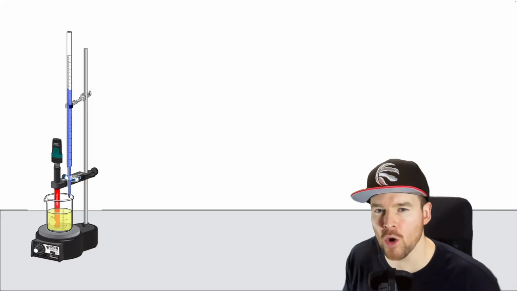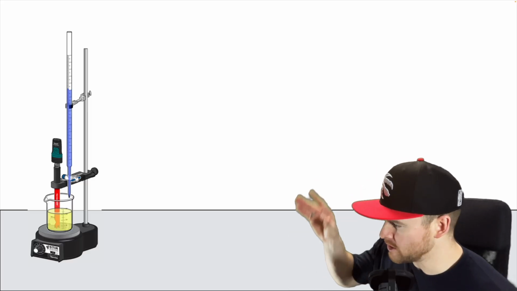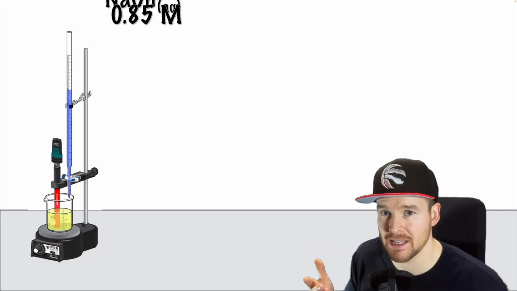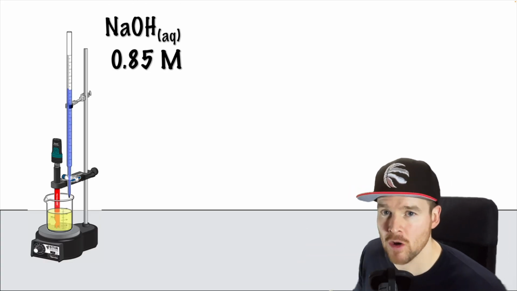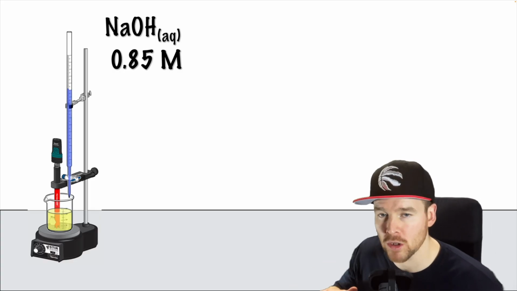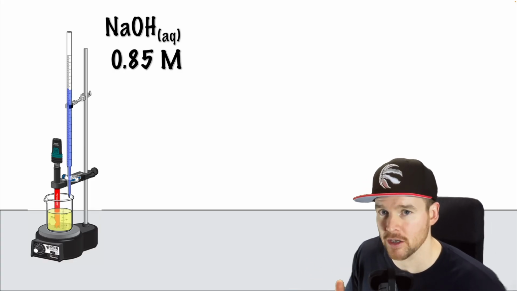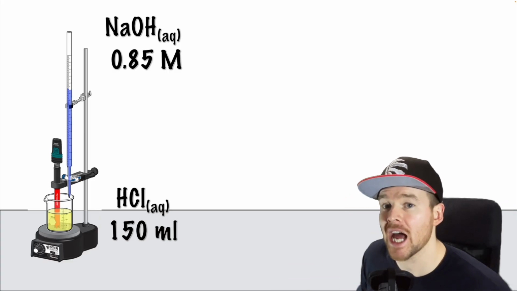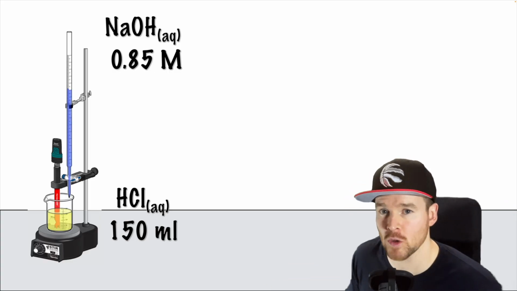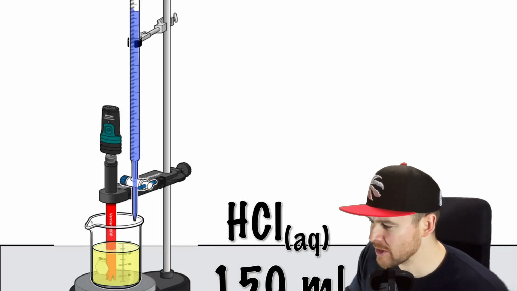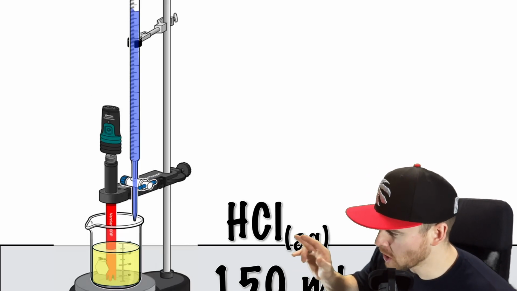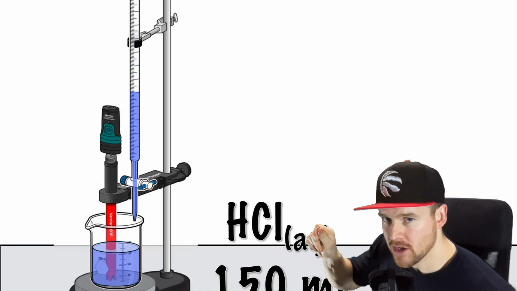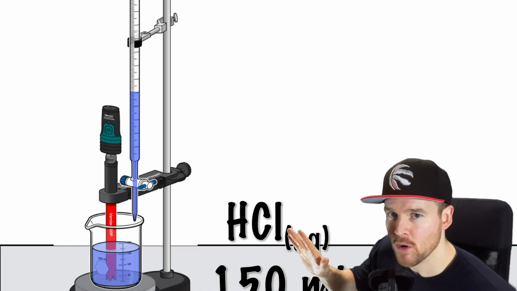So let's take a look at a more real example here. We have our burette, and then we have our acid in the beaker below. What I'm going to have in the burette is the base. It's going to be sodium hydroxide, 0.85 molar or 0.85 moles per liter. I'm going to drop that into, I don't know the concentration of this acid, but I know there's 150 milliliters of hydrochloric acid. Okay, let's focus in here on the titration. So I'm going to start dropping the base in, and then at some point it changes, and then we turn it off. We're not going to be putting any more base in.